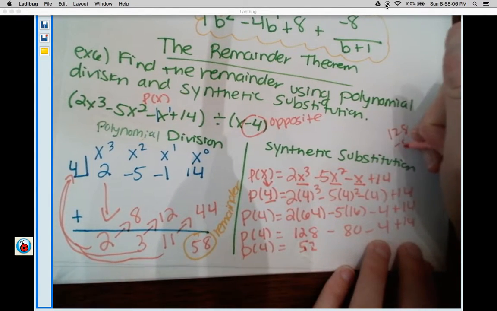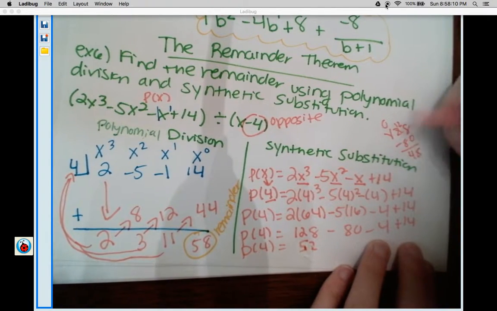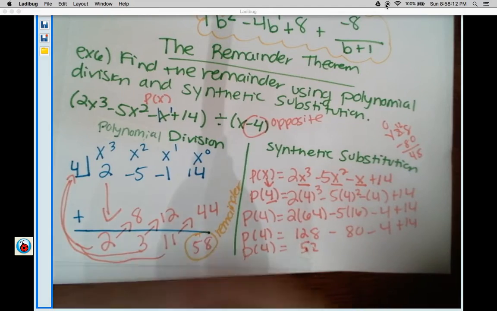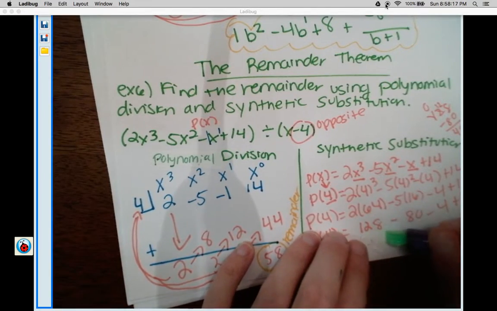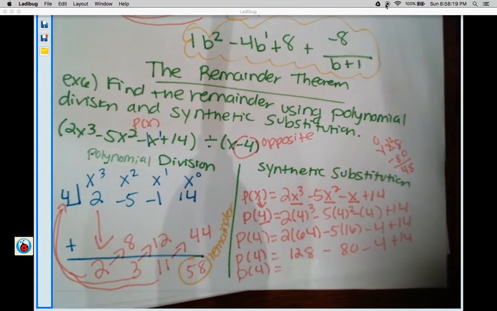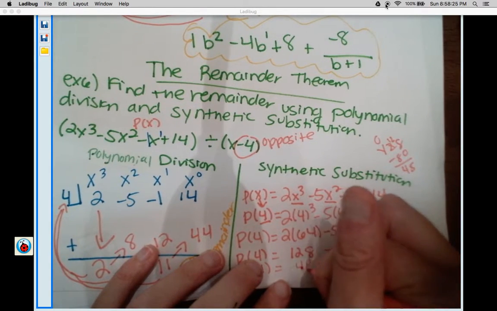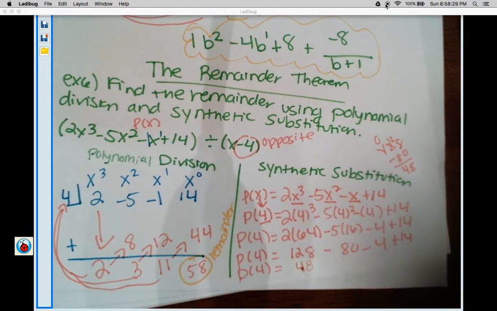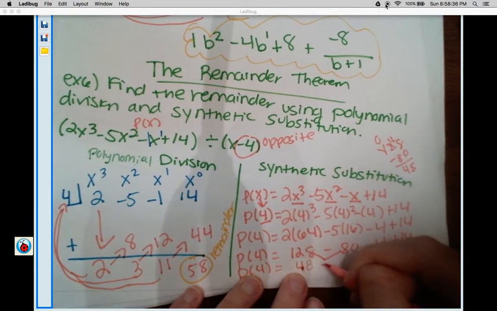128 minus 80. Let me just do it, instead of trying to do it in my head. Alright, it's 48. Sorry, guys. So 48 plus 80 will give me a 128. So that's 48. Sometimes it helps just to do it on paper instead of trying to do it all in your head. Okay, so that's 48. Alright, so we covered these two, so I'm going to bring down my minus 4 and my plus 14.